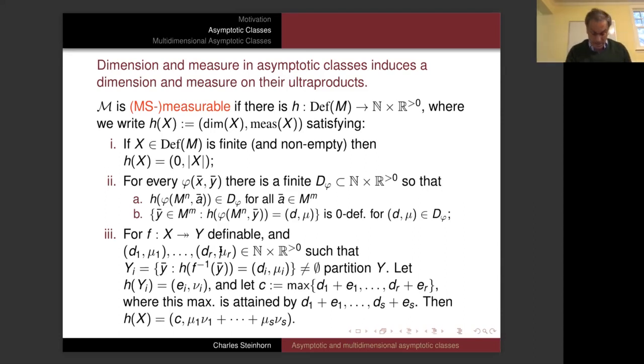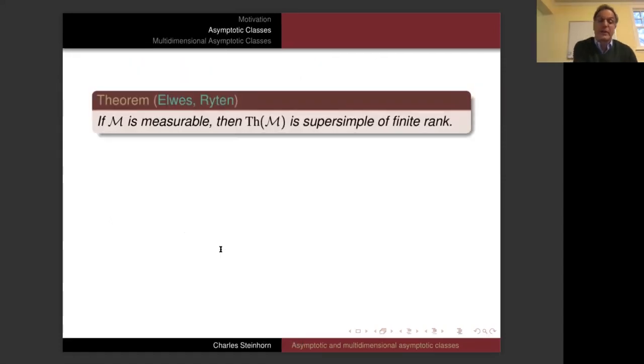So all ultraproducts of asymptotic classes are going to be MS measurable, and we've seen that they have nice model theoretic properties. And the question is, what about measurable structures in general? Well, Elwes, Macpherson, and Steinhorn's students proved a while ago that if you have a measurable structure, then its theory is supersimple of finite rank. So in fact, measurable structures in general are well behaved.